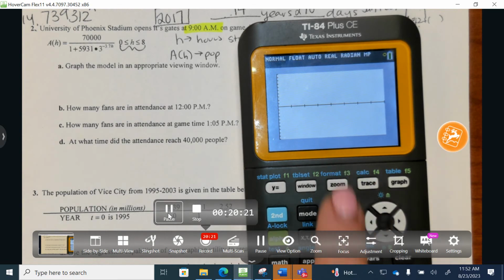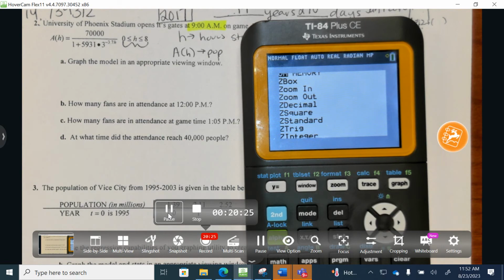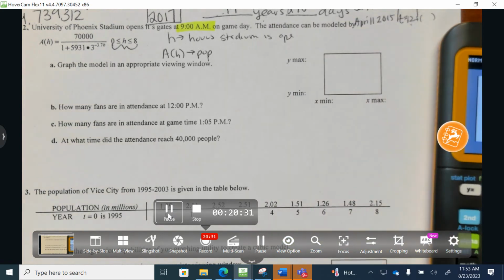We need to hit zoom. And again, you can hit zoom 0 or scroll all the way down to zoom fit. It'll achieve the same thing. Go through this, and using that highlighter, we're going to highlight main information.